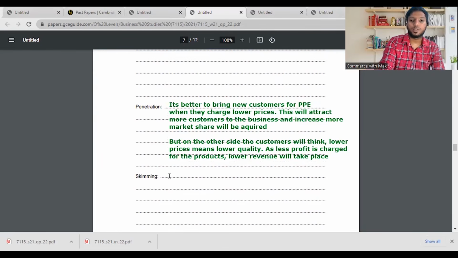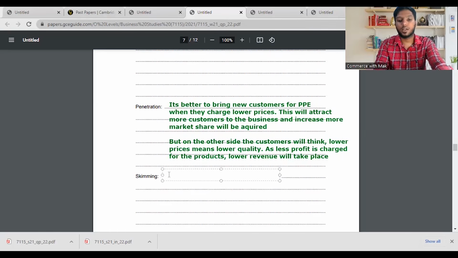So skimming is like charging a very high price, maybe because of your innovativeness. As you saw on the advertisement in Appendix 1, they said that their products are better than the competitors, and they are so much in quality. So from that point of view, skimming is a good way of charging a price.